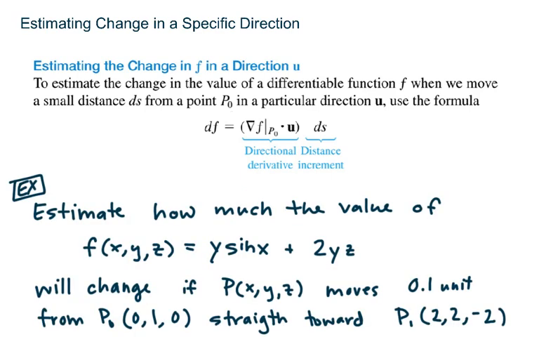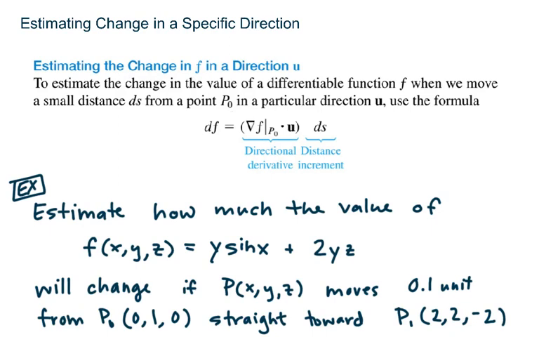So for this example, we're going to estimate how much the value of this function, y times sine of x plus 2yz, will change if the initial point moves a tenth of a unit from (0, 1, 0) in the direction straight toward p sub 1, which is (2, 2, -2). I realize that's written wrong, I'll fix that in a second.